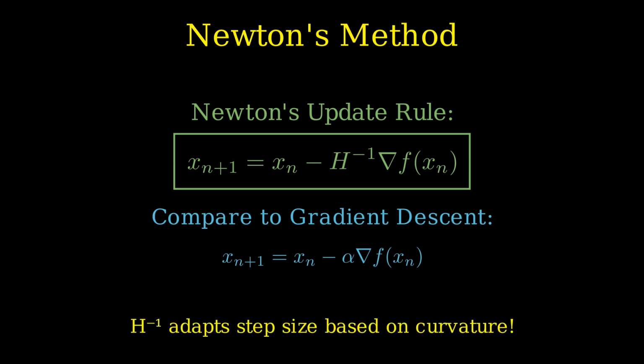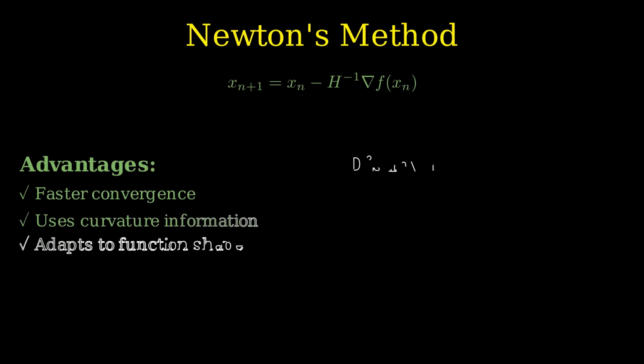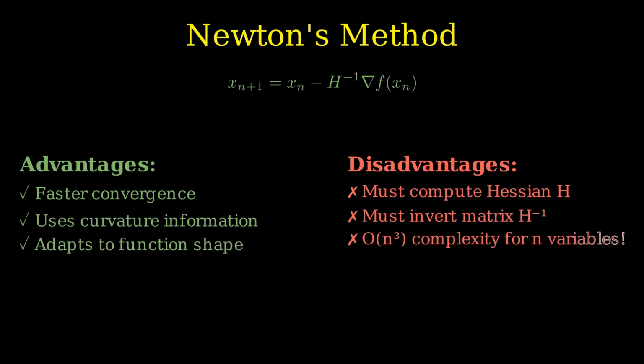This is geometrically profound. H inverse doesn't just scale the step, it rotates and stretches the gradient to align with the function's natural geometry. The advantages are clear. Faster convergence, automatic adaptation to the function's shape, no manual tuning of learning rates. The disadvantages are equally clear. You must compute the Hessian, you must invert it, and for n variables, that's cubic complexity.